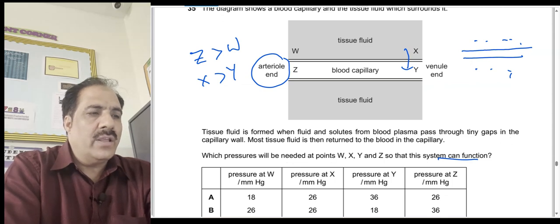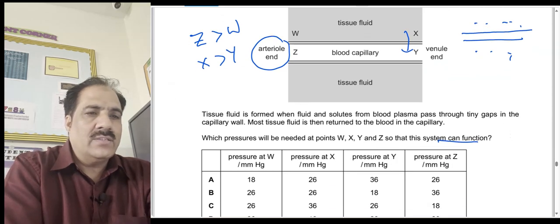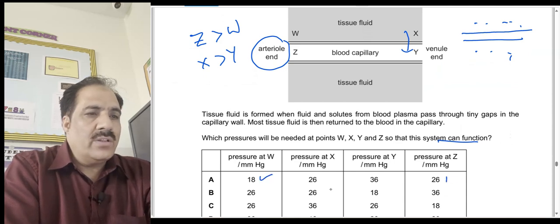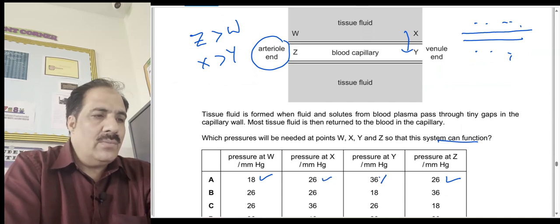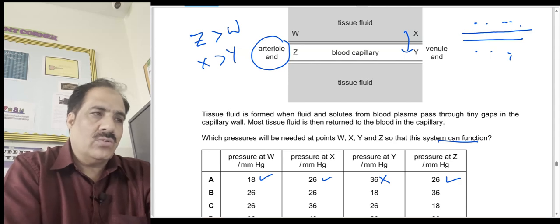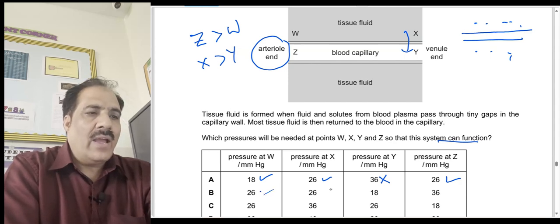Let's look at option A. W is 18 here and Z is 26. So Z is greater than W. Then X should be greater than Y. X is 26 here, Y is 36 here. So that means this option is not correct. Option B. W is 26 and Z is 36. So yes, Z is greater than W. Again, X is 26 and Y is 18. So this seems to be the correct one.